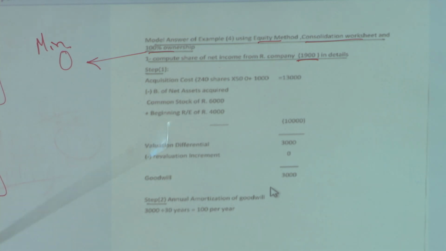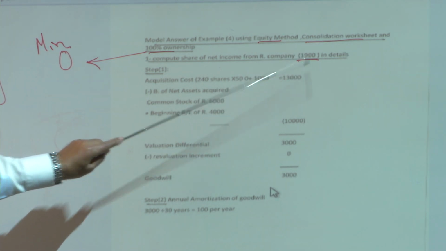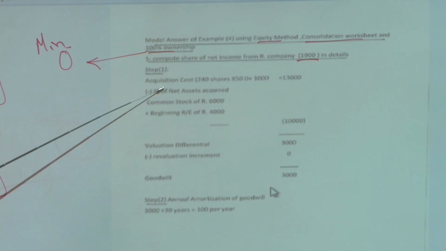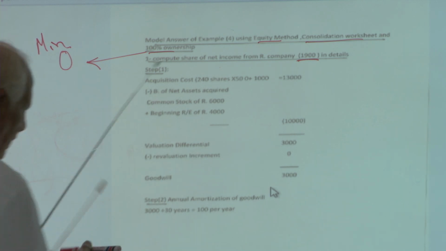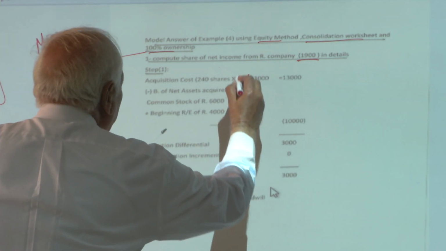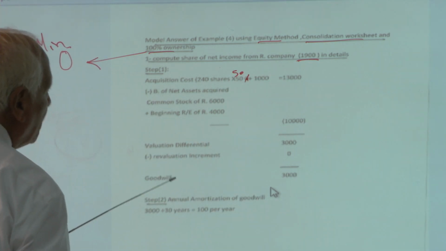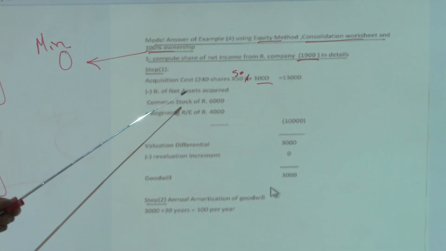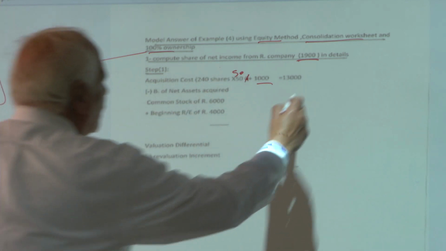First, my goal is to come to this number. Where does this number come from? Start one by one. Step 1: you need to find the acquisition cost, 13,000. Where does 13,000 come from? There are 200 shares times 50 market value per share, plus 1,000. They paid 1,000 cash. That means if you multiply 200 by 50 and add 1,000, it gives you the acquisition cost, or investment cost.